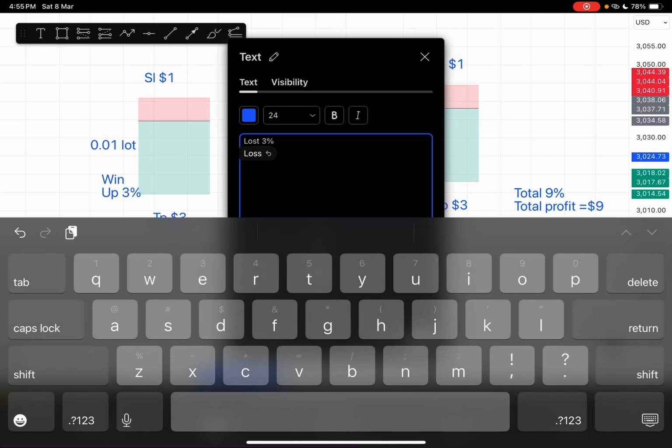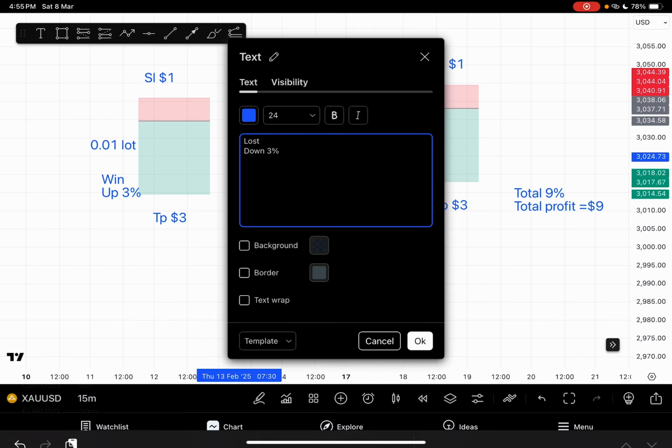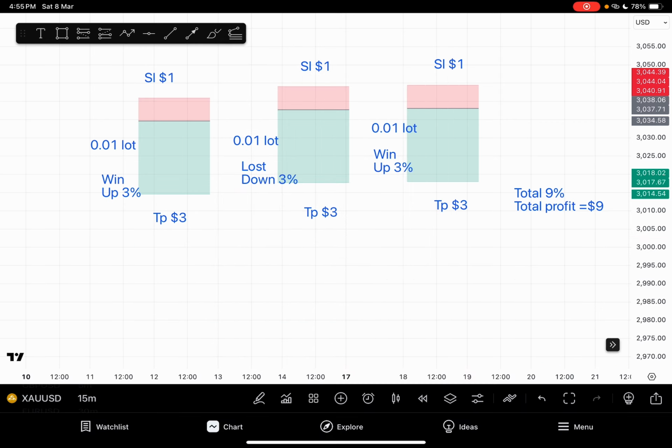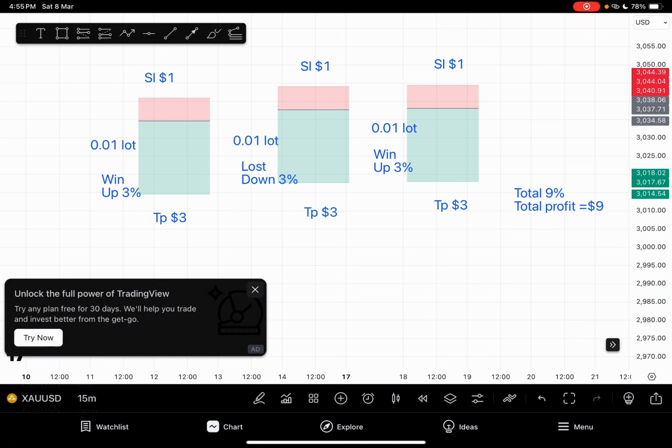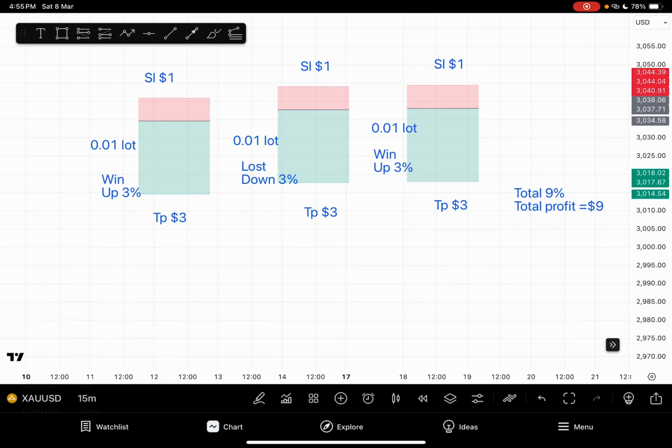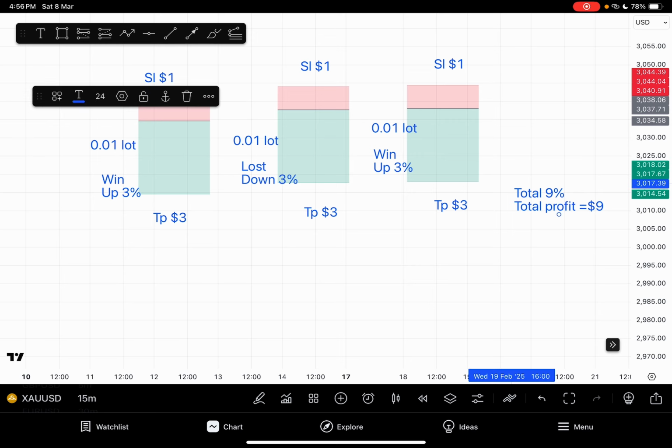I'll be down 3%. If I lost this second trade, I'll be down 3% for the day. So now, if you add up the first trade, if I won the first trade 3%, lost the second one minus 3%, won the third one 3%, so I'll be up 3% for the day. I'll still be up 3% for the day, even though I lost one trade out of the two.